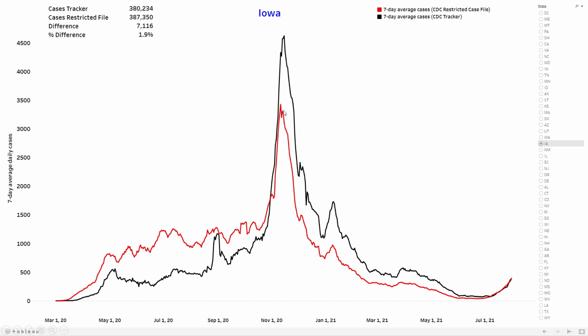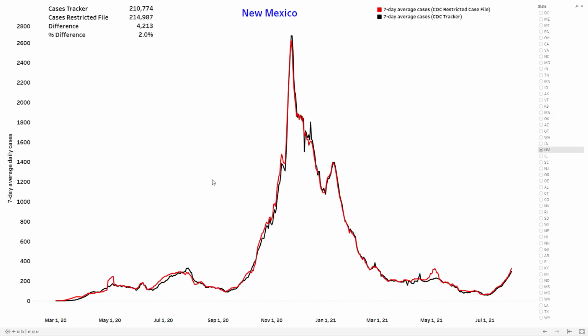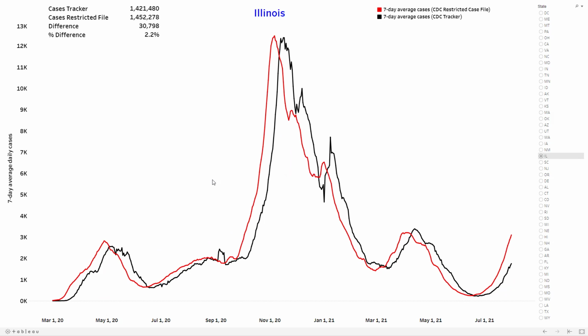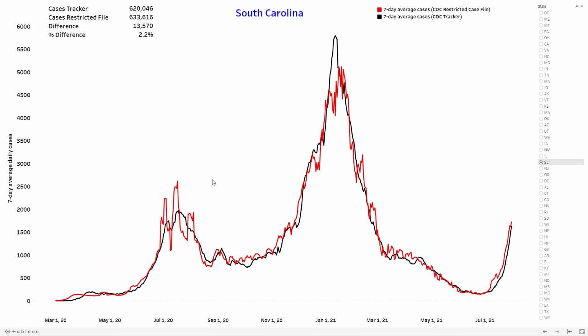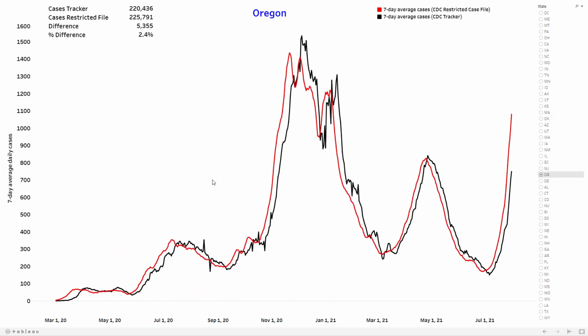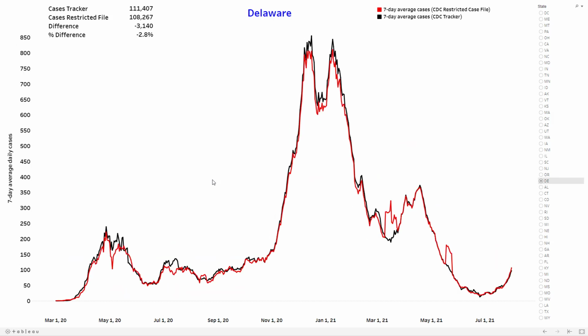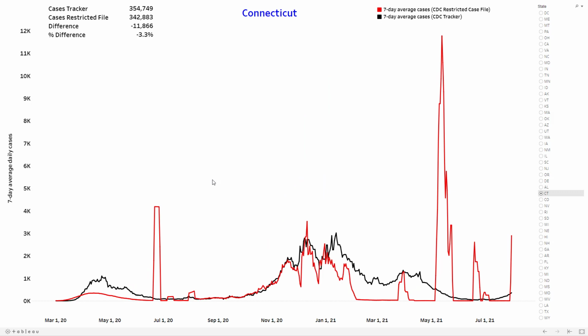On the CDC restricted case file, the red is well below the black here, but it's well above the black here. And again, this could be differences in the dates that are being used. If we're basing it off of the date that the person tested positive or the date that illness onset began, that could be very different than the date that the information was reported to CDC. New Mexico, Illinois, you can even see just a little bit of a time shift here. South Carolina, New Jersey, Oregon, Delaware, Alabama, Connecticut.